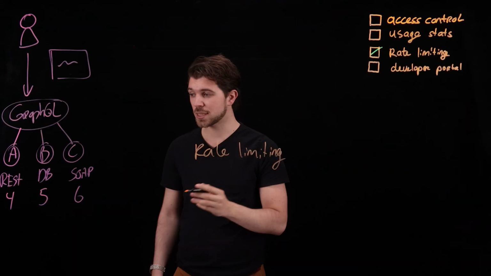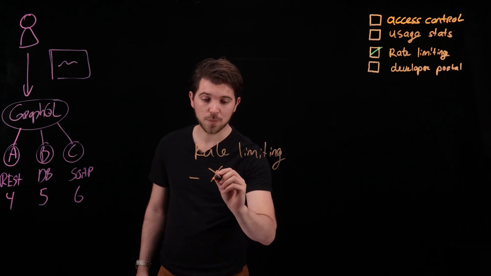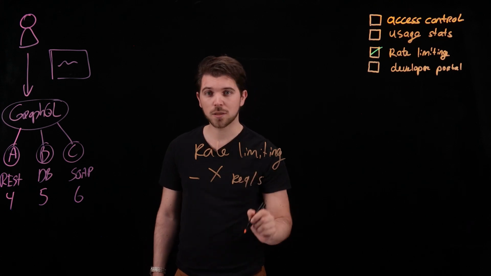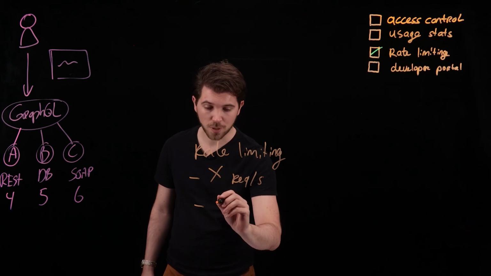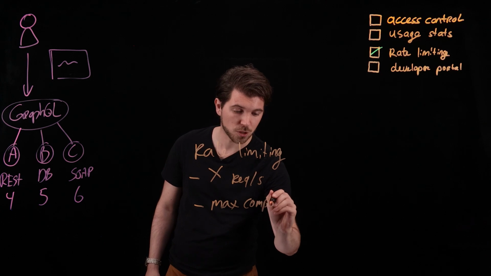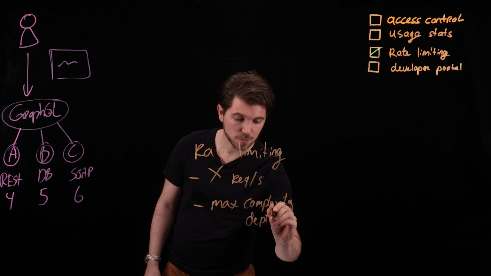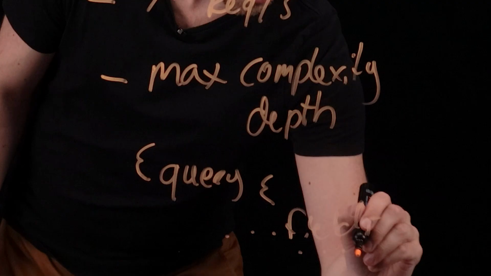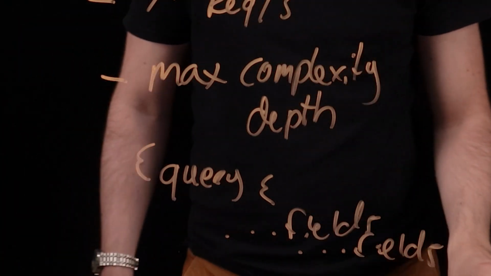Instead of looking at complexity such as the query cost analysis, you can also handle rate limiting based on an X amount of requests per second, minute, or hour. Of course, you can also do rate limiting based on the maximum complexity, which would be the complexity from your query cost analysis, or by looking at the query depth. So this is where you will be looking at the number of fields and the nested fields a user is requesting from your API.